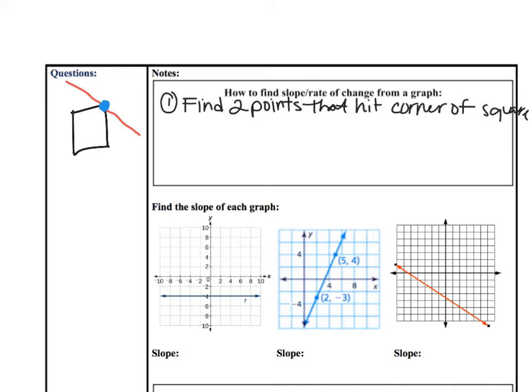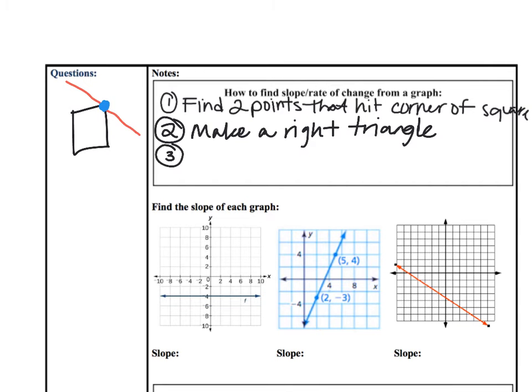After you find 2 points, your job is to make a right triangle, because that's going to help you find the horizontal change and the vertical change. So what's it doing from left to right? What's it doing up and down? The third thing is you write that vertical change and horizontal change. Sometimes you'll just count the squares. Other times you'll have to figure out, looking at the numbers, what the vertical and horizontal change is.